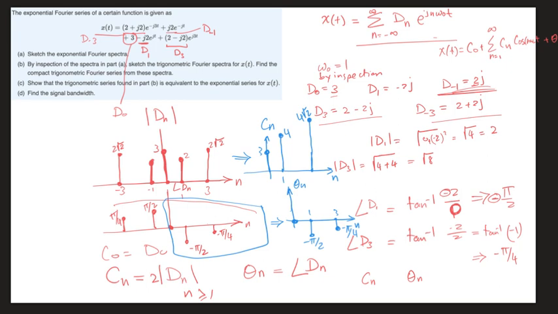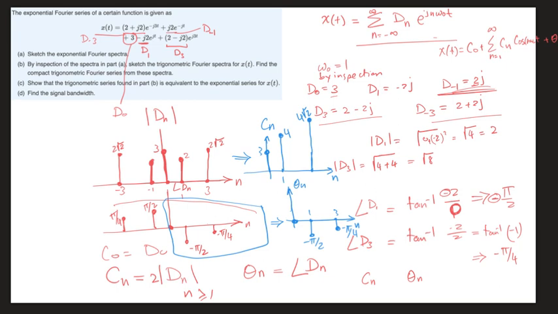But find the signal bandwidth. What's going to be the bandwidth of this signal? Again, you can find the bandwidth either from the complex exponential or from the trigonometric. It's the same. What is the lowest frequency? 0. Don't forget the 0. So the lowest frequency is 0. And what's the highest frequency that it reaches? You only look at the positive side. 3. So the bandwidth of this signal is going to be 3 times omega naught.